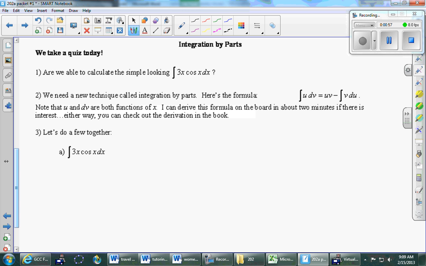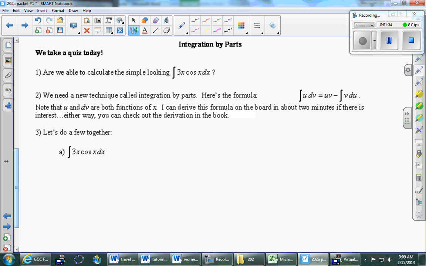So number one, are we able to calculate the simple looking 3x cosine of x? Two very simple functions, 3x cosine of x multiplied together. Can we integrate this thing? Can we find an antiderivative? And the answer is no. I mean, the only technique we have is, number one, is it one of the 8 things on our reference sheet? Number two, can we do a u substitution and make it one of the 8 things on the reference sheet? And there's nothing we can do here. 3x and cosine of x are the two functions, and they have nothing to do with each other. So there's no u substitution where the derivative of one part is going to equal the other part.